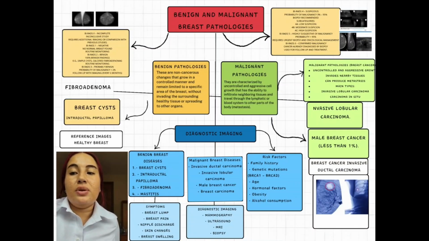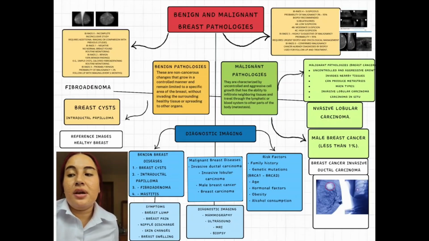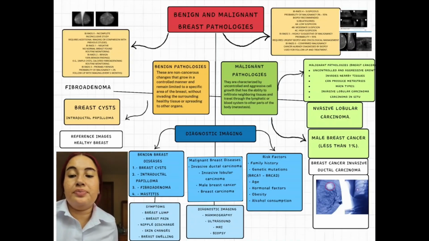The pathologies associated with this classification are simple cysts, which are fluid-filled sacs within the breast; calcified fibroadenomas, which are benign tumors that harden over time; intramammary lymph nodes, which are the body's natural defense located within the breast tissue; fatty deposits or lipomas; breast implants which are in good condition; and scars from previous surgeries that have not changed.